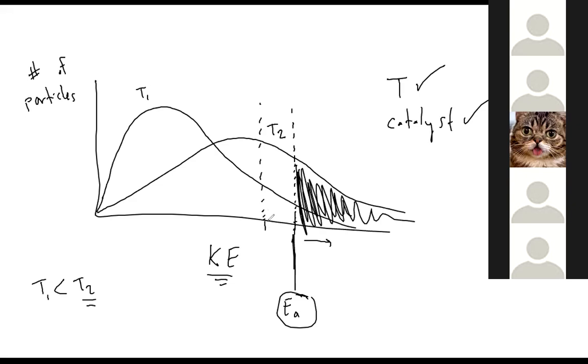of kinetic energy, okay? So maybe I could call this EA1. That would be the activation energy without a catalyst. And maybe I could call this one EA2.